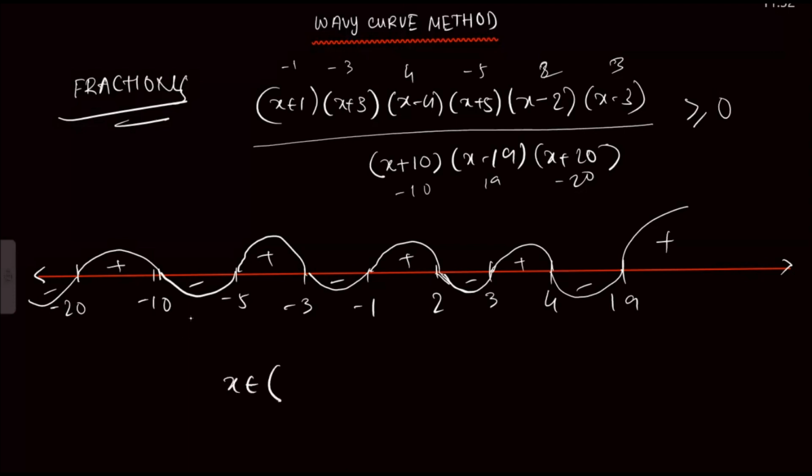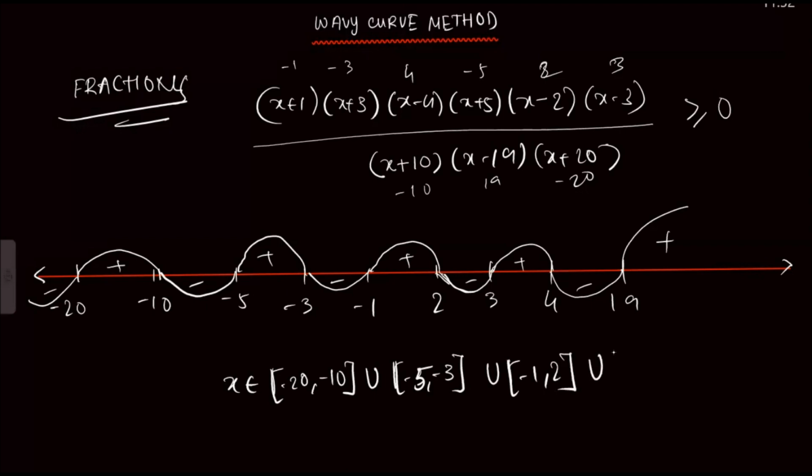X belongs to greater than or equal to 0. We'll take the positive parts. -20, -10, close bracket, union, -5, -3, union, -1, 2, union, 3, 4, union, 19, infinity. We got the value of infinity, right?